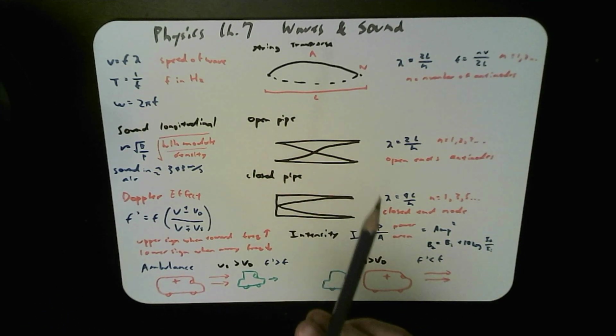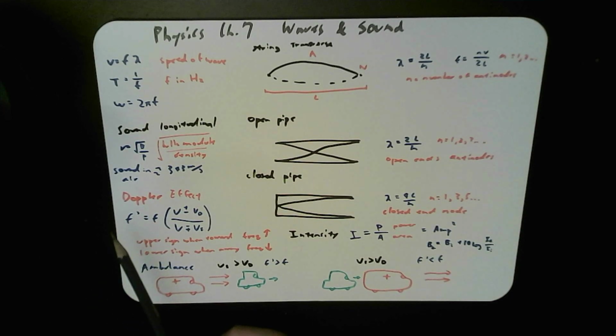Now, let's focus on the Doppler effect. The Doppler effect basically is about how the perceived frequency will change based on moving objects as well as moving receivers.